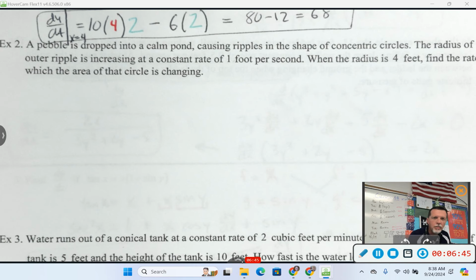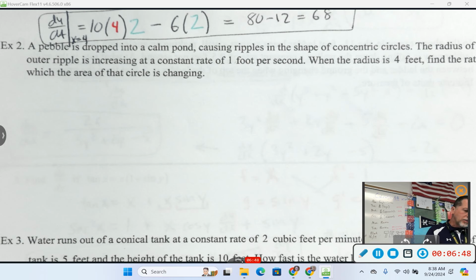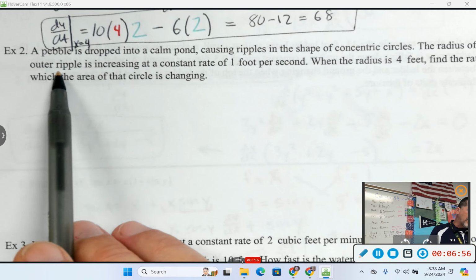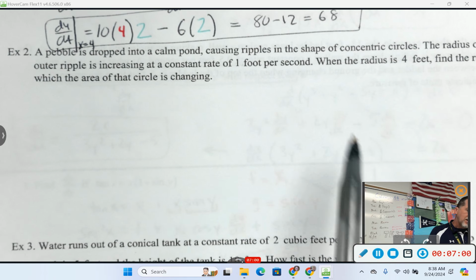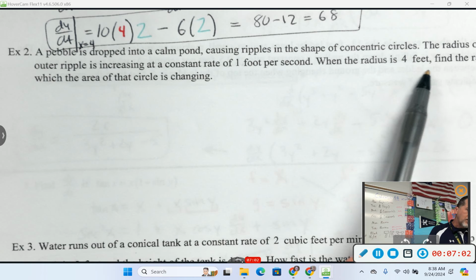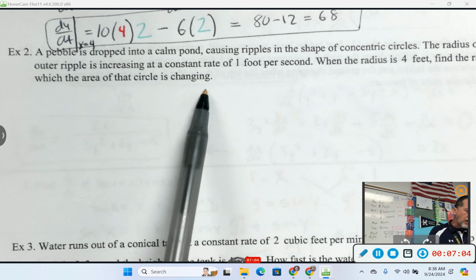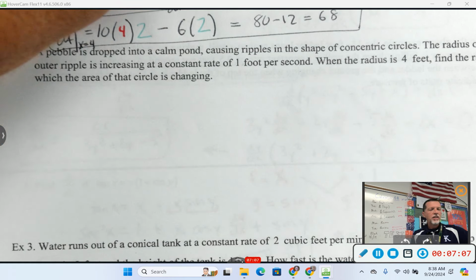Example 2. A pebble is dropped into a calm pond causing ripples in the shape of concentric circles. Right, you've done that. Throw something in, watch the circles gradually spread out. The radius of the outer ripple is increasing at a constant rate of 1 foot per second. When the radius is 4 feet, find the rate at which the area of the circle is changing.